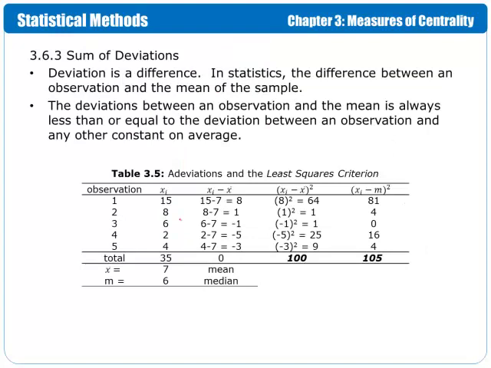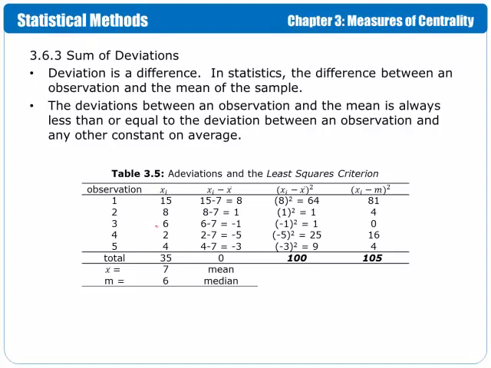A deviation is a difference. In statistics, it is the difference between an observation and the mean of a sample. The deviations between an observation and the mean are always less than or equal to the deviations between an observation and any other constant, on average.